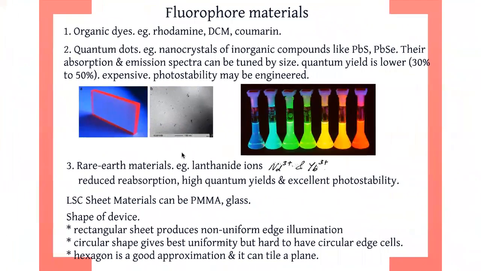Now let's talk briefly about these fluorophore materials, because they're not only used in these things, but also in organic solar cells, in displays, and things like that. So we should mention them. There are various flavors of them. The most common ones are organic dyes, things like rhodamine, DCM, coumarin, and all these things.